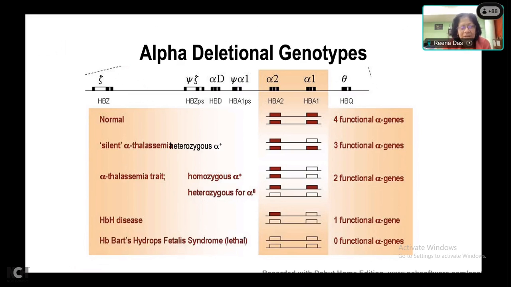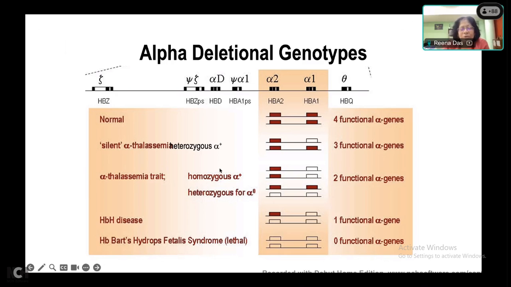beta globin gene. The nomenclature of the alpha gene disorders is such that normally we have 4 functional alpha genes. The silent alpha plus type of thalassemia is when you have 3 functional alpha globin genes, so basically one is knocked down. We will call it a homozygous alpha plus when you have 2 functional genes, but they are in 2 different alleles.